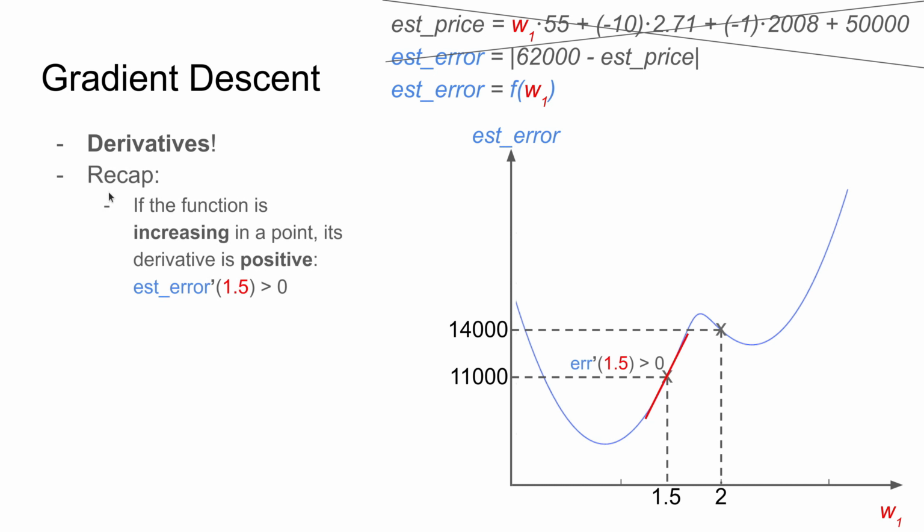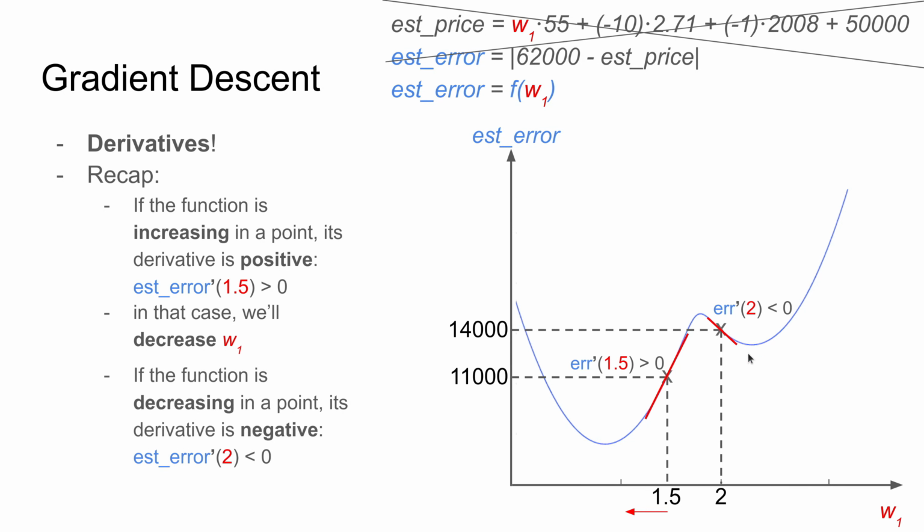So if a function is increasing at a point, the derivative is positive. In that case, we should decrease W1. On the other hand, if the function is decreasing, the derivative is negative. So in that case, we want to increase the weight. So if the derivative is positive, we make it smaller. If it's negative, we make it bigger.